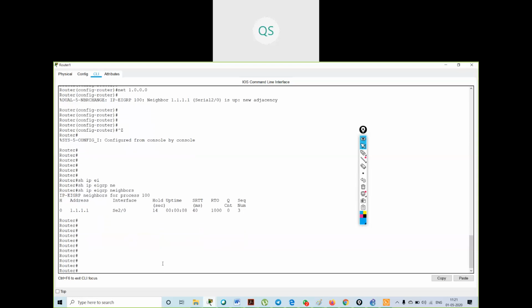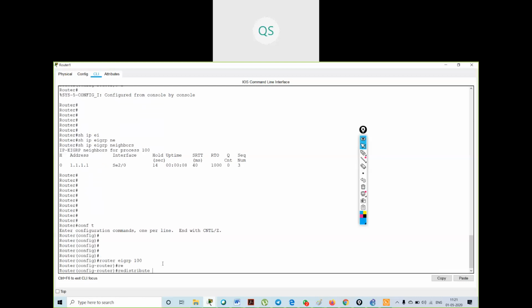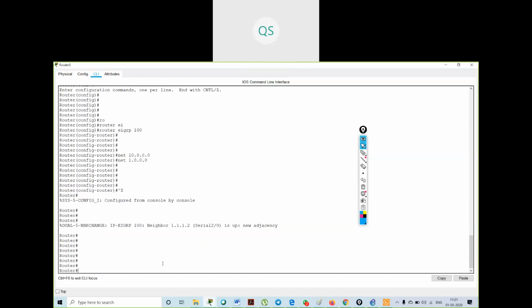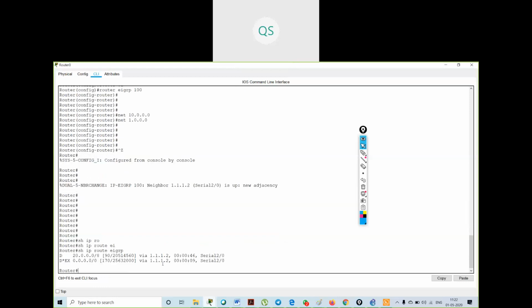Now in EIGRP also you can use the redistribute command. The redistribute command is the same. So I will first show you the redistribution command. Redistribute static. Once I give this command on this router, I can see show IP route EIGRP. See, I got D EX, which means external routes, and the AD value for external routes is 170.